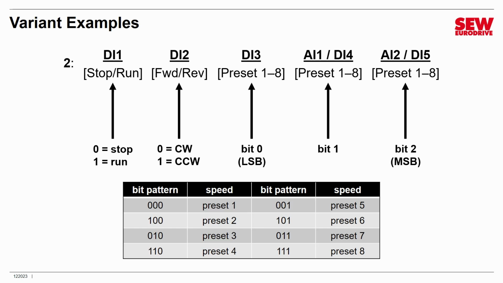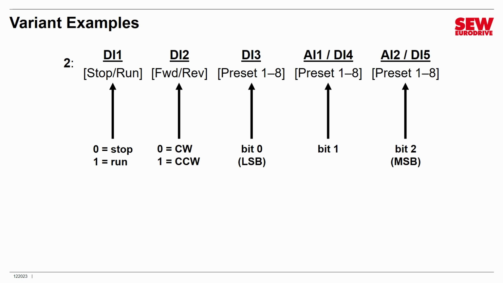So if you need a lot of different speeds, variant number 2 is a really good choice because it gives you access to all 8 presets. Let's look at a few examples here. Of course, if digital input 1 is off, then the VFD stops. It doesn't matter what the other bits are set to. It'll use the normal deceleration ramp in parameter 1-04.